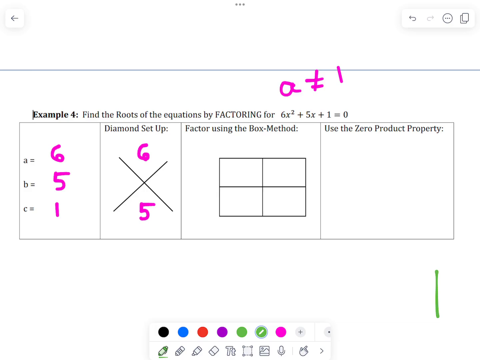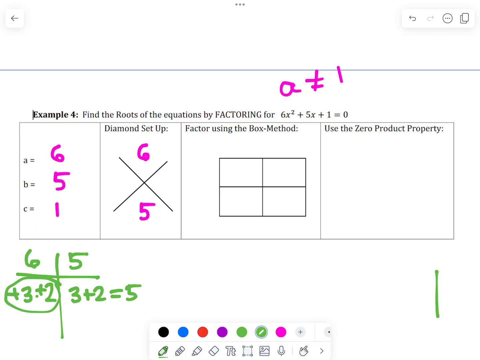Now we're looking for factors of 6 that add to 5. So what two numbers multiply to 6? Positive 3 and positive 2. When we add them together, 3 plus 2, we get 5. So those will be the sides of my diamond.